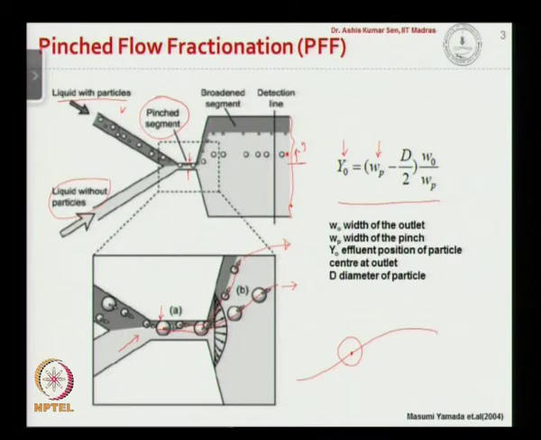So this is how these parameters are related. y0 is (Wp minus d by 2) into W0 by Wp. So this is the formula which is used to design pinch flow fractionation networks.